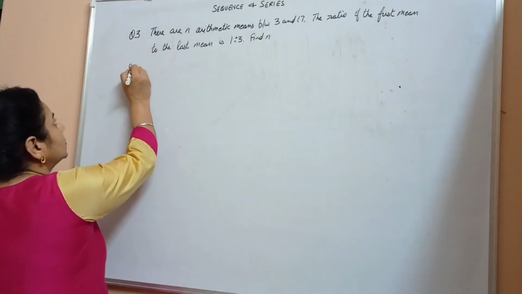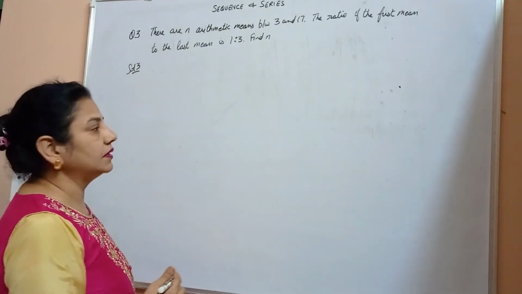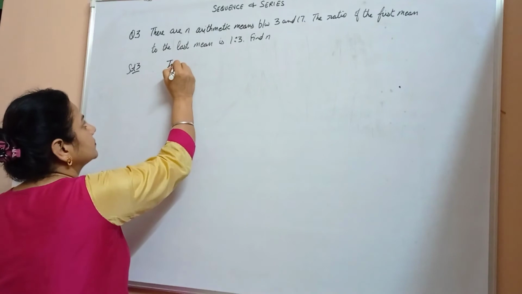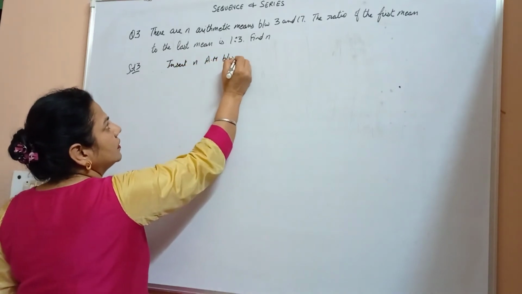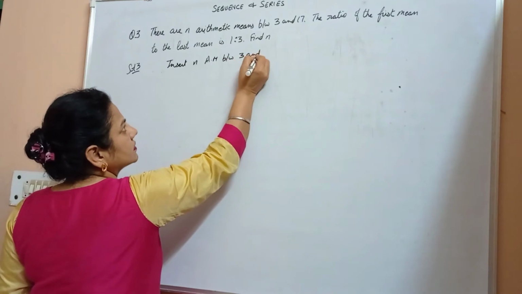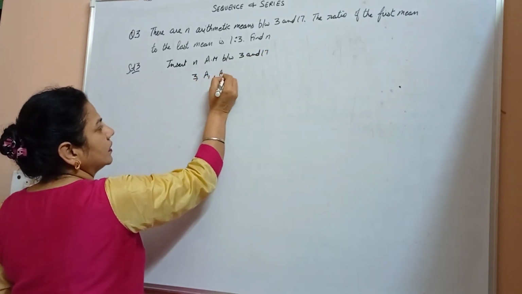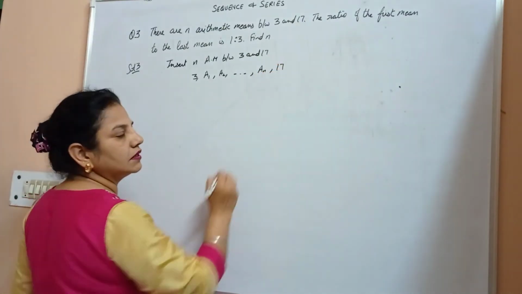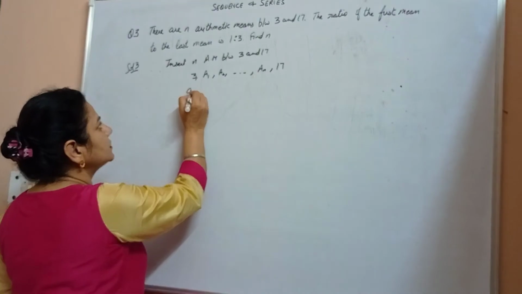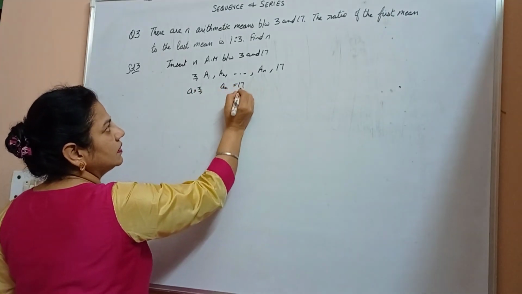Let us insert n arithmetic means between 3 and 17. Let they be 3, a1, a2 and so on, an, 17. Here the first term is 3 and the last term is 17.